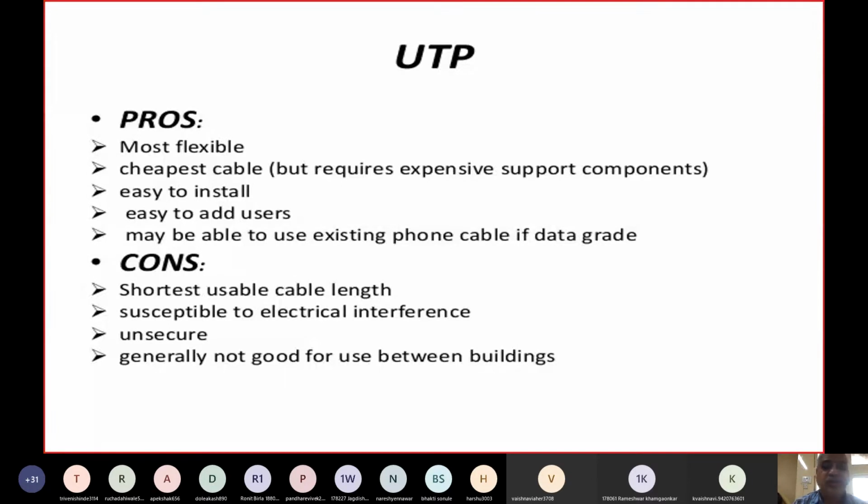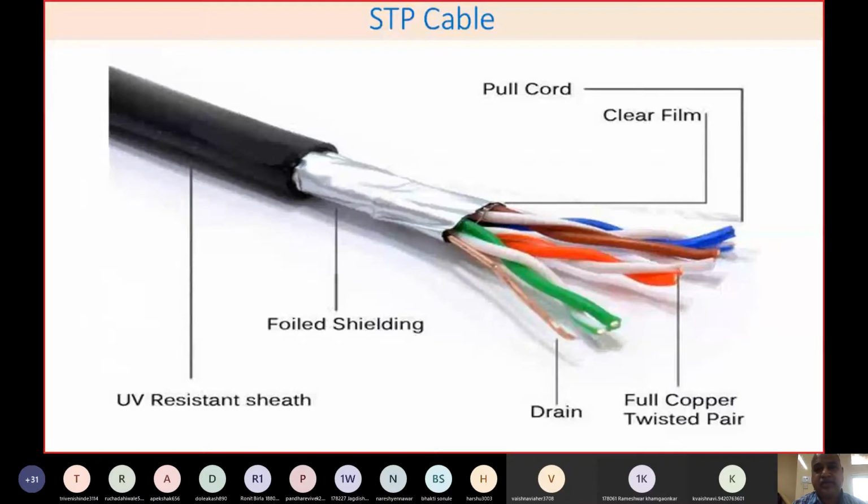Generally not good for use between the buildings, because this is very flexible, and the tensile strength, breakability and other protective features are relatively less, hence it is not recommended between the buildings. Then the next cable is called the shielded twisted pair cable.